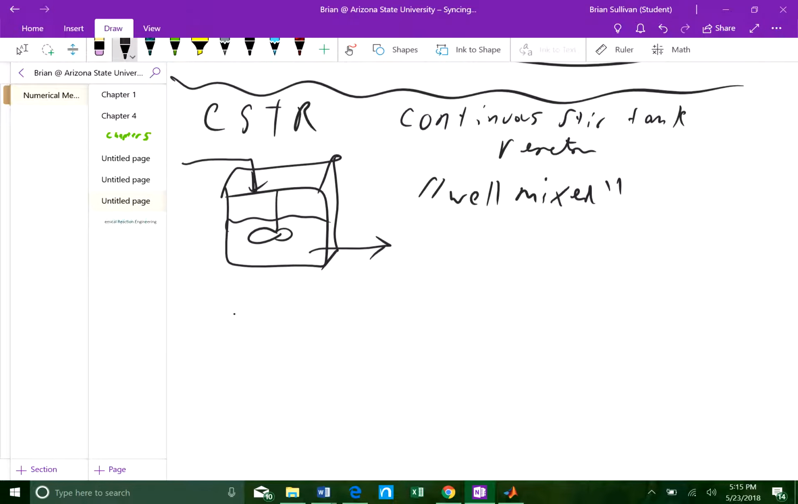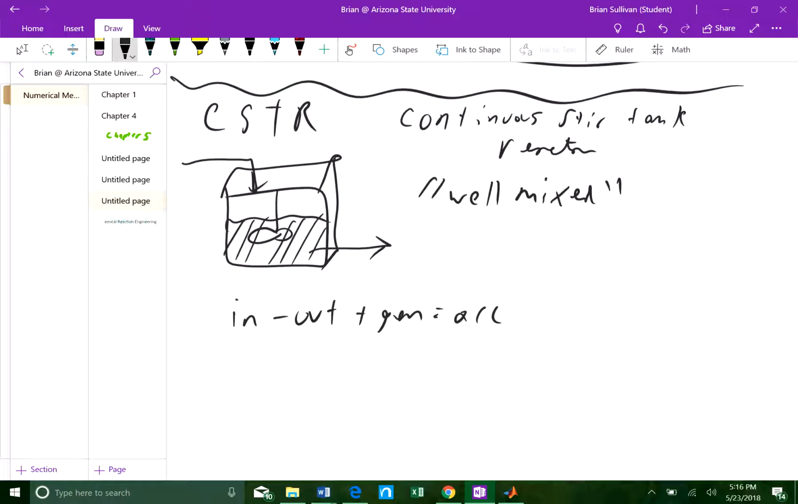Well, let's do our material balance. In minus out plus gen equals accumulation. Now, we usually deal with, in a batch reactor, where the concentration inside the box is changing. But in the continuous stir tank reactor, if it's well mixed, the concentration of that reactant is constant throughout the whole thing. It's so well mixed, the concentration models as if it doesn't even change.